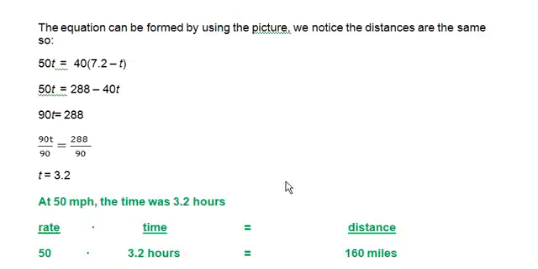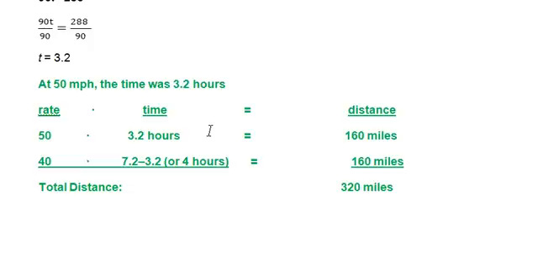So now I can go and move my problem down, and from my table, since I know my time is going to be 3.2 hours and I know my rate is 50, I multiply those two together and it gives me my distance. I can do that for the return trip also, 40 times the 4, and it gives me 160 miles. So this is the distance to Disneyland.